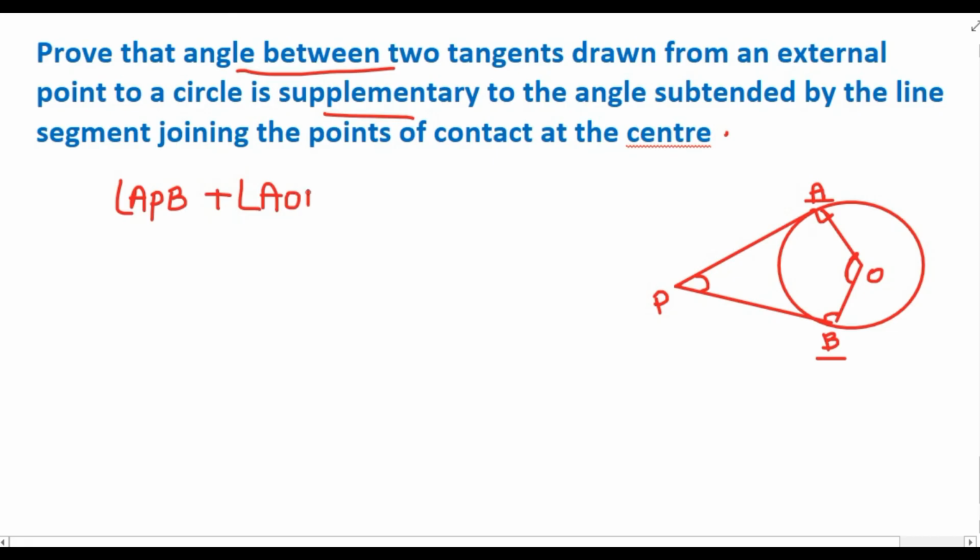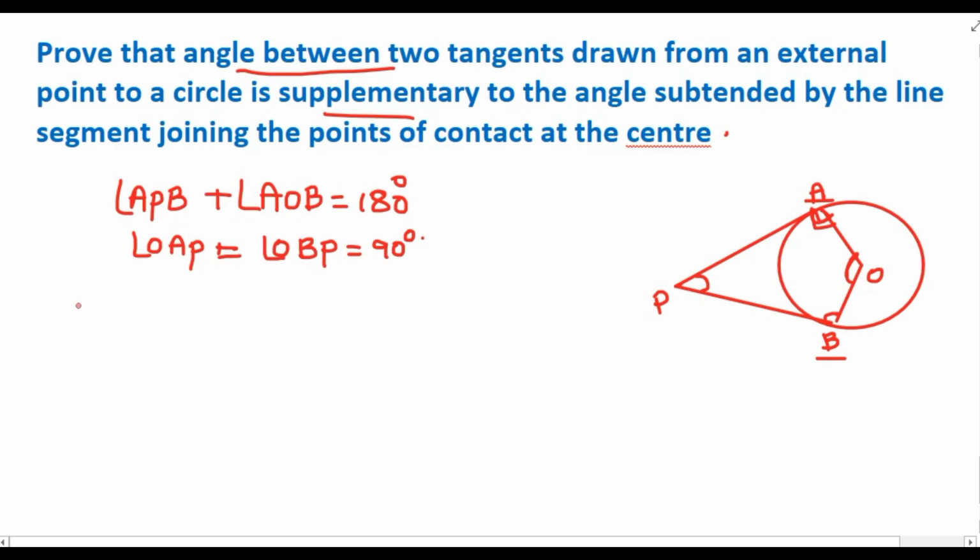So they are supplementary. That means these two angles are supplementary. We can say that the angle between the tangents and the angle between the radii at the points of contact are supplementary. This is what we need to prove. And we know that the angle between the tangent and the radius at the point of contact, that is angle OAP and angle OBP, they are 90 degrees because it is perpendicular.